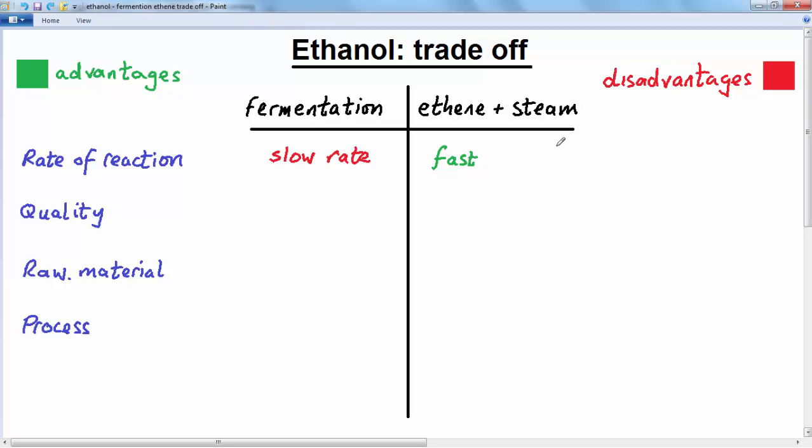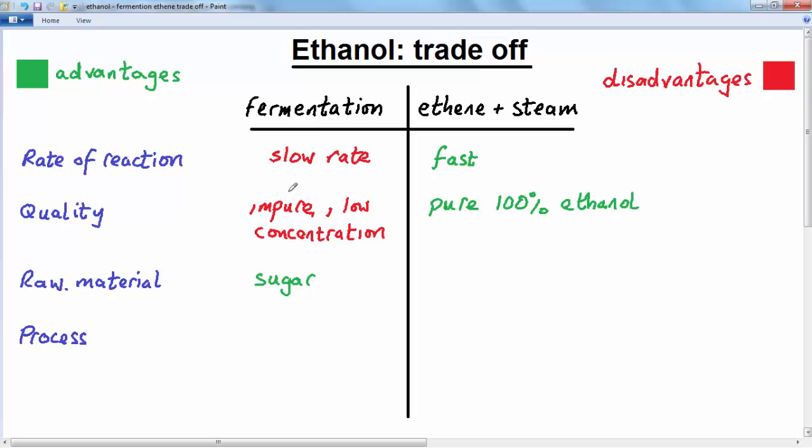Now with regard to ethene and steam, the quality of the product that is produced is pure and you get 100% ethanol. Whereas in the case of fermentation, you would get a mixture of ethanol and water. So you have a much lower concentration of ethanol and there will be other substances mixed in with it. So the product is impure with a low concentration of ethanol.